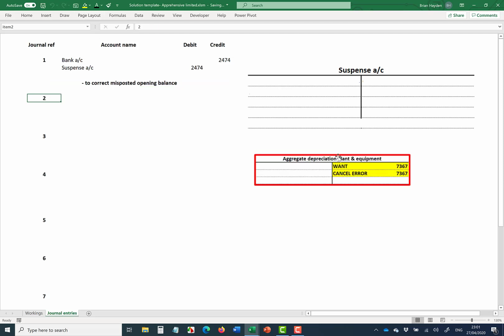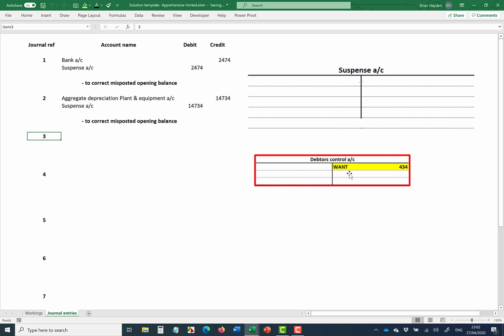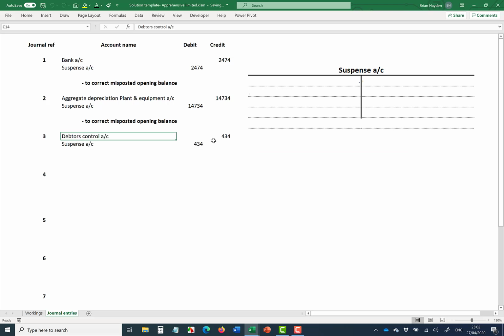Item 2 then, this was again another balance brought down the wrong side. So we have to credit the aggregate depreciation account with the total of whatever this is. So that's 14,734. So aggregate depreciation account credit and suspense account debit. So again, that is that item. Item 3 was in relation to sales returns. We hadn't done the credit entry in the debtors control account. So this was required to credit the debtors control account with the gross amount, and debit suspense with the same value. Okay, so that is that.